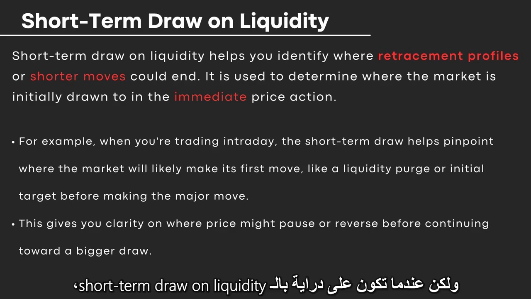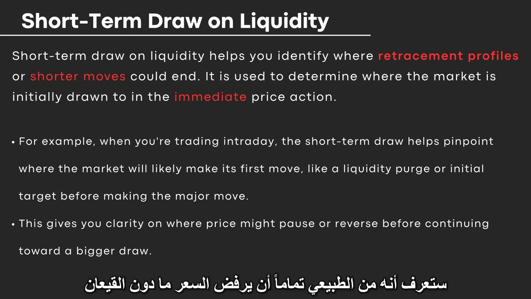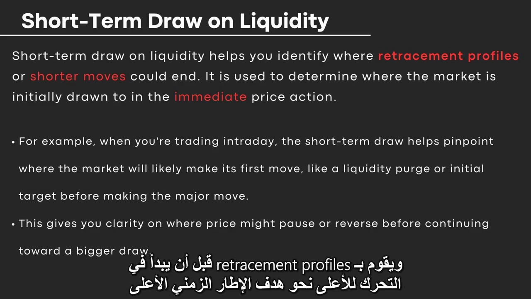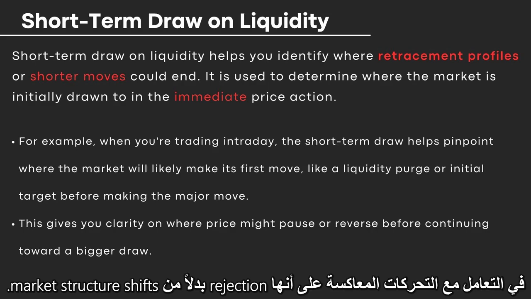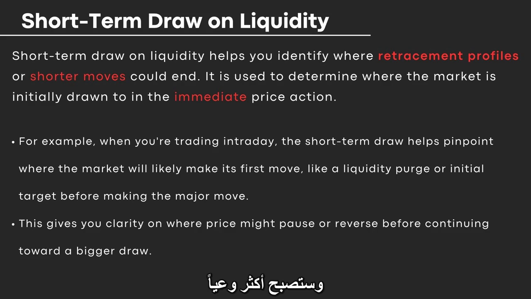But when you are aware of short-term drawn liquidity, then you would know that it's completely normal for price to reject below lows and make retracement profiles before it starts moving higher towards the higher time frame objective or long-term drawn liquidity, right? And you would start treating these counter moves as rejections rather than market structure shifts, right? And you would become a lot more aware and knowledgeable about market dynamics.